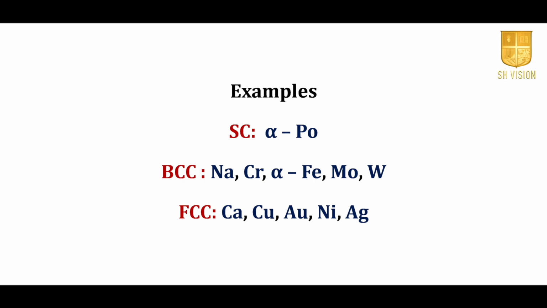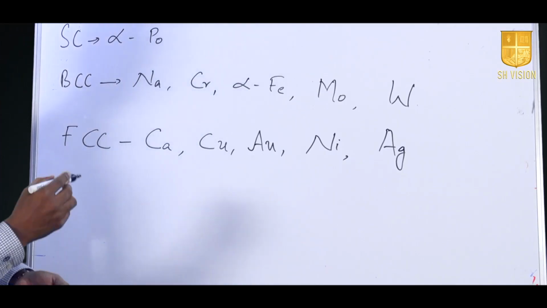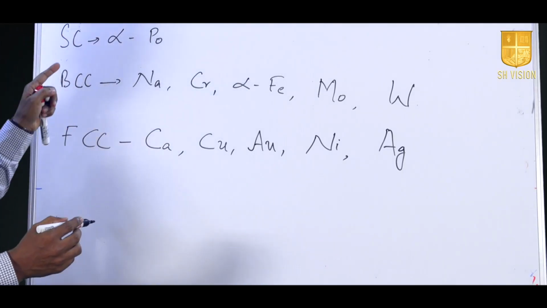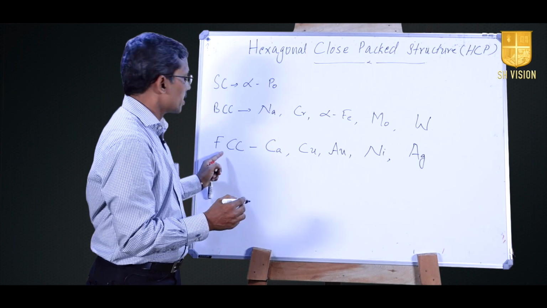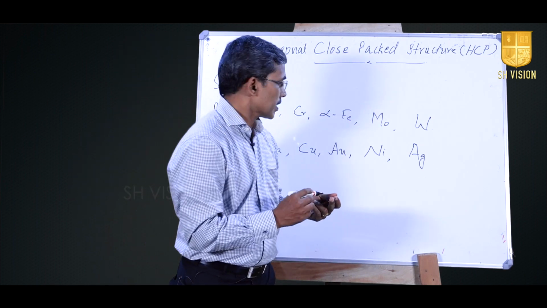And in FCC, examples are calcium, copper, gold, nickel and silver. So, these are examples for simple cubic crystal structure, body centered cubic crystal structure and face centered cubic crystal structure.